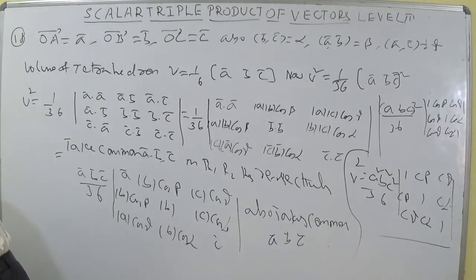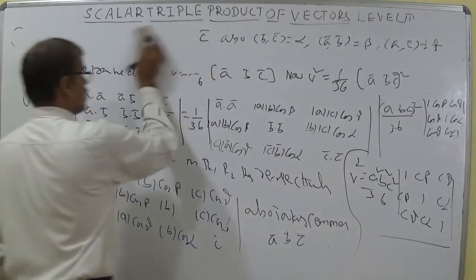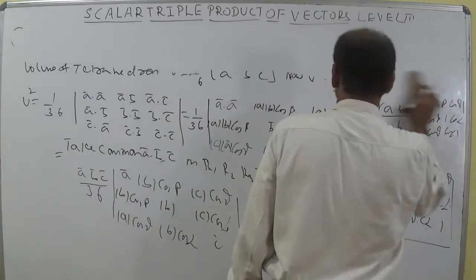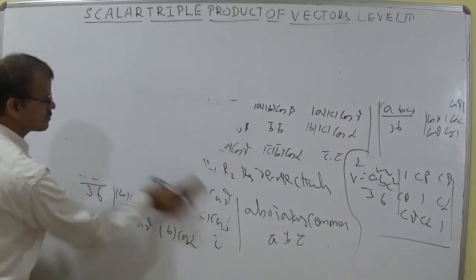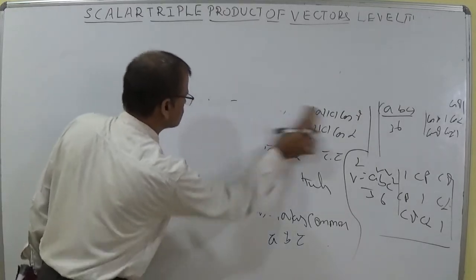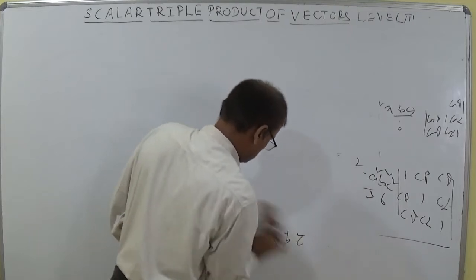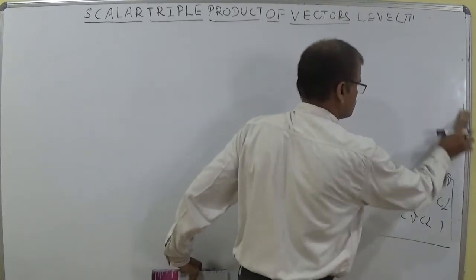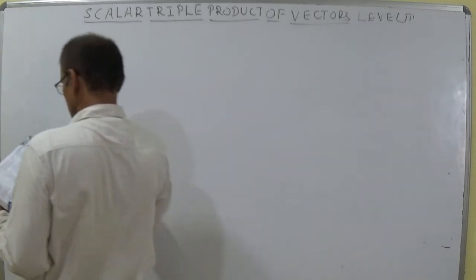18 questions completed. Let us discuss the 19th question, which is the last question of this chapter. Level 3, 19th question.